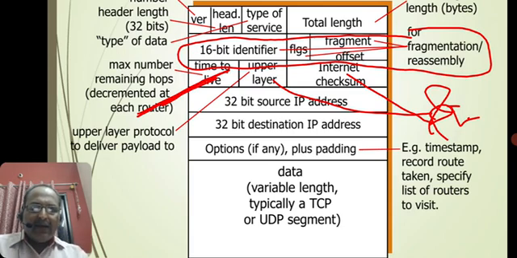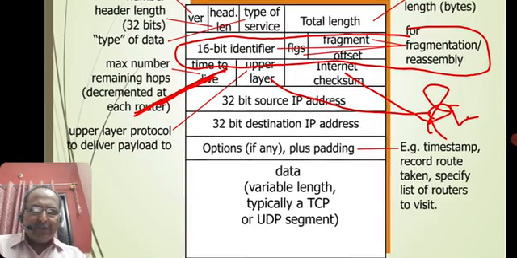And here a timestamp, as I said, records the route taken, a specified list of routers to visit. This is a simple way to identify how much data has been transferred, taking a duration as a count, how many seconds of time it has consumed for the transmission, which we have to include here.